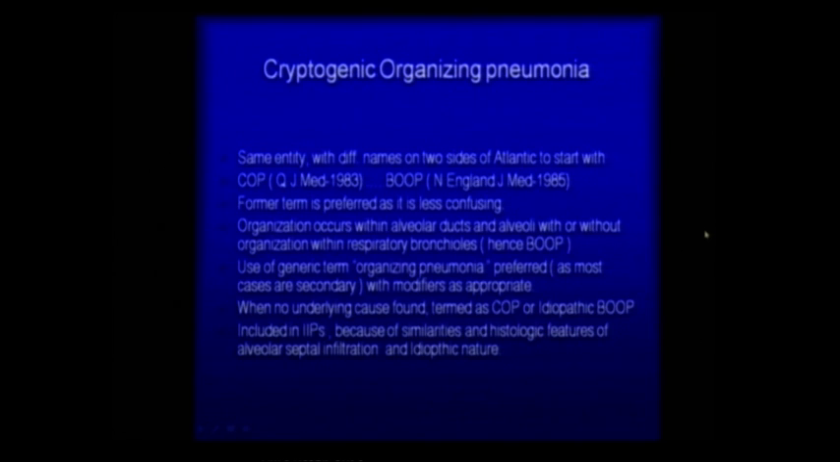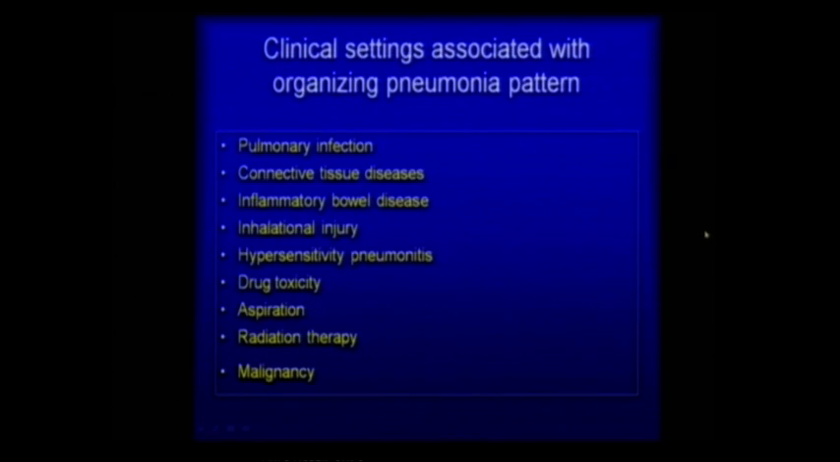So, use of the generic term organizing pneumonia is preferred, as most cases are secondary, with modifiers as appropriate. For example, organizing pneumonia in a case of polymyositis, things like that. And when no underlying cause is found, you have to definitely say it is COP, that is cryptogenic organizing pneumonia, or idiopathic BOOP. This is included in idiopathic interstitial pneumonias because of similarities in histologic features of alveolar septal infiltration and idiopathic nature.